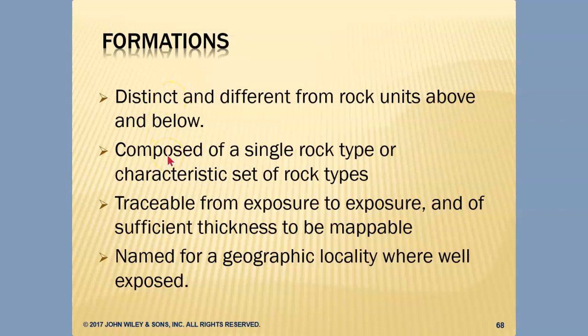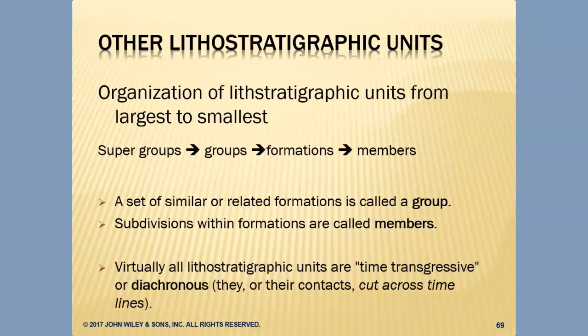They're usually composed of either a single rock type or a characteristic set of rock types. As I said, they're traceable from place to place, from exposure to exposure, and they have sufficient thickness to be mappable. And they're named after a geographic locality where it is well exposed. Here are some other words that you'll hear in lithostratigraphic units. Formations can be divided up into members, and a group of formations is called a group, and then a group of groups is called a supergroup.